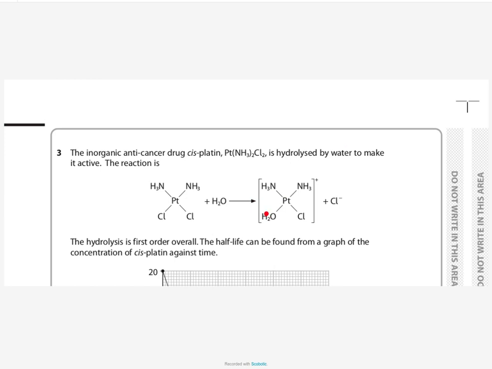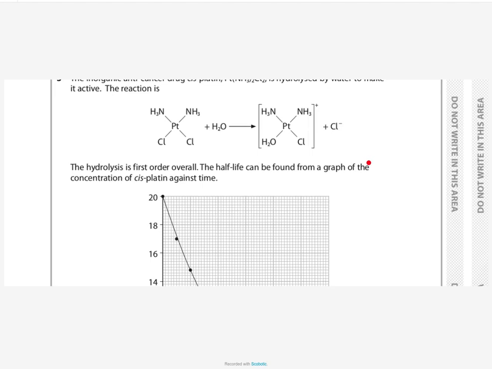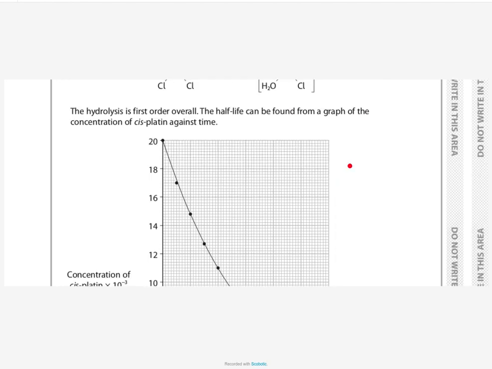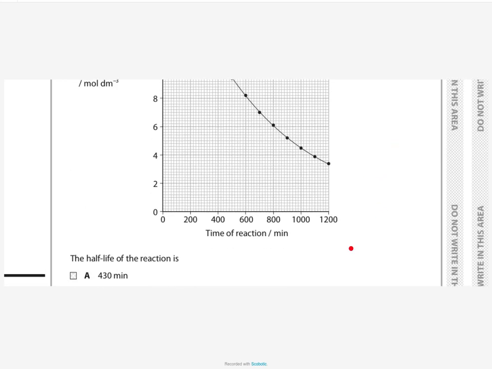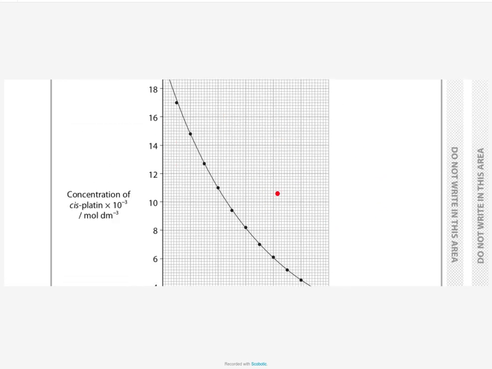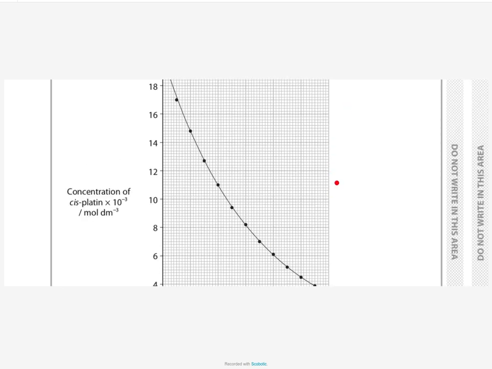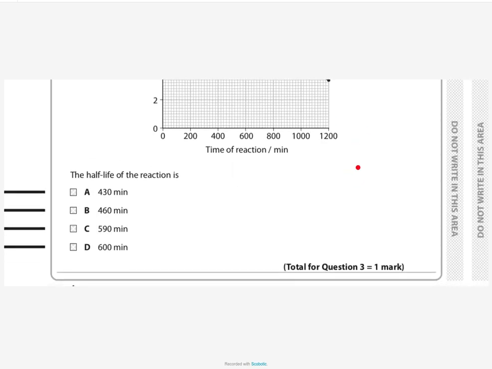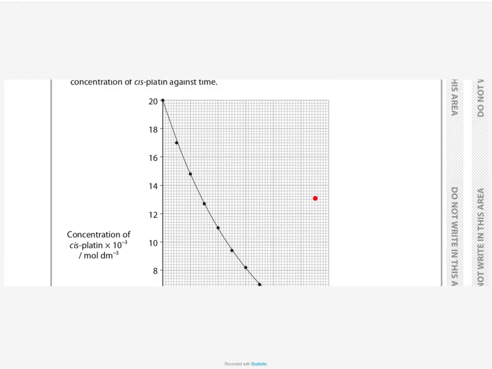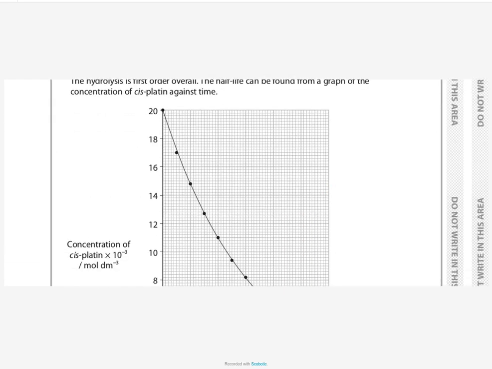The inorganic anti-cancer drug cisplatin is hydrolyzed by water to make it active. The reaction is given. The hydrolysis is first order overall. The half-life can be found from the graph of concentration of cisplatin against time. That means it should have a constant half-life, right? The half-life of the reaction. Let's find it from the graph.